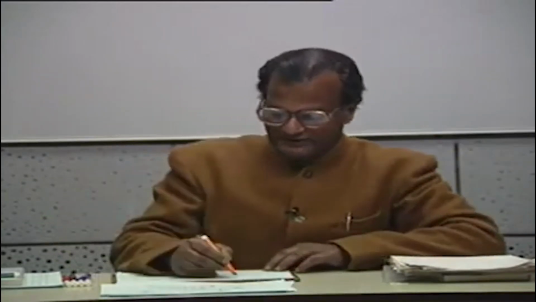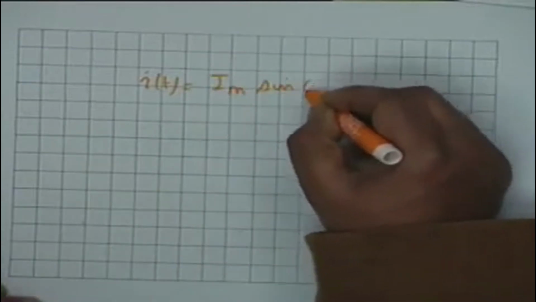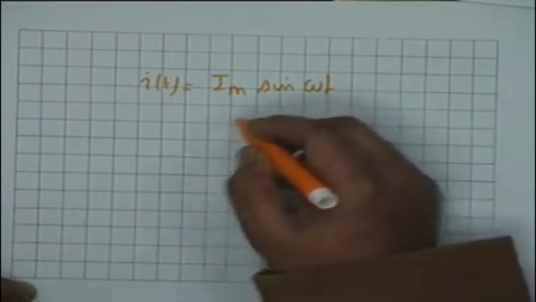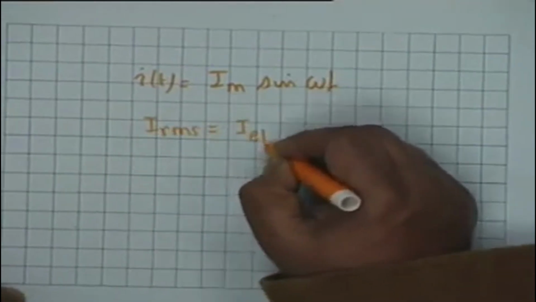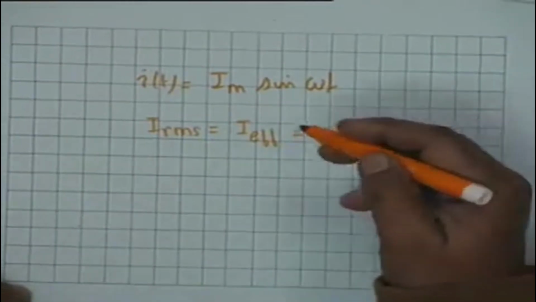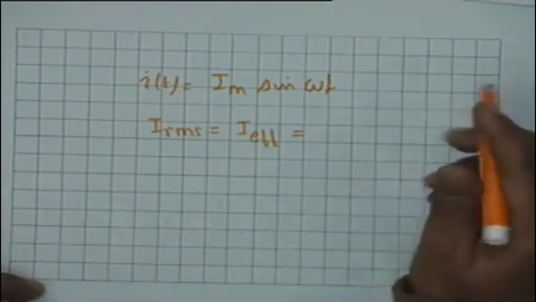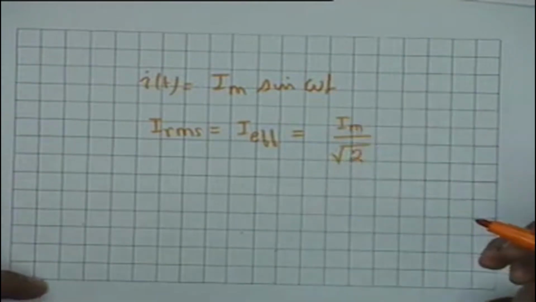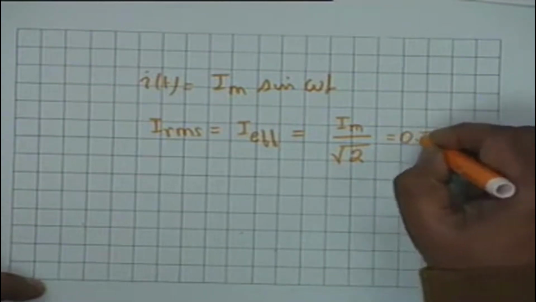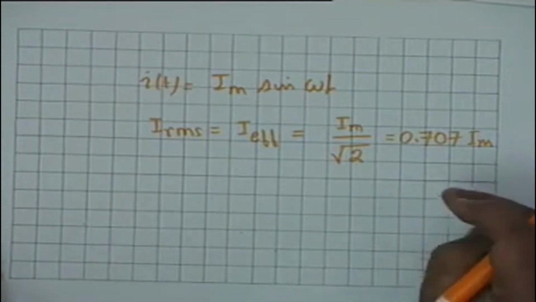For a sinusoid, if i of t is equal to I sub m sin omega t, let us drop that initial phase alpha, it is hardly important. For a sinusoid, I RMS or I effective can be shown by carrying out this integration over one time period, dividing by capital T, and taking the square root. This algebra you can do yourself. It is given by Im divided by root 2, which is 0.707 Im, that is 70.7% of the maximum or peak value.